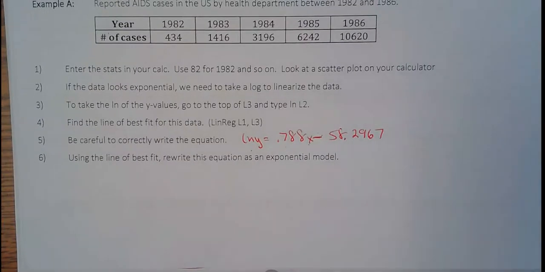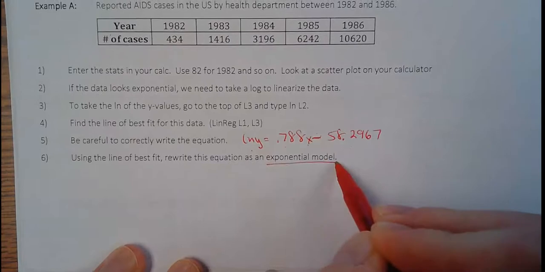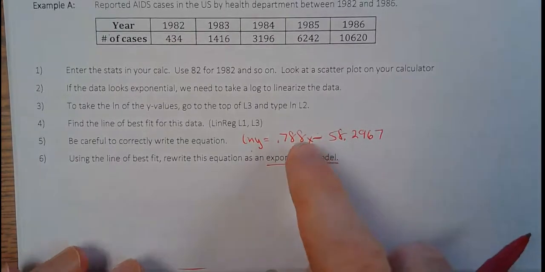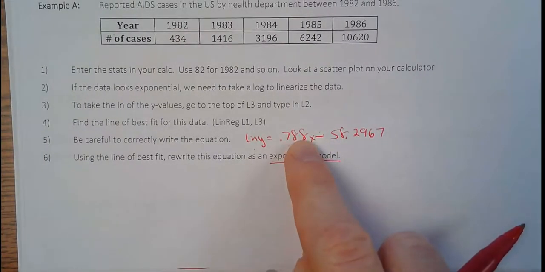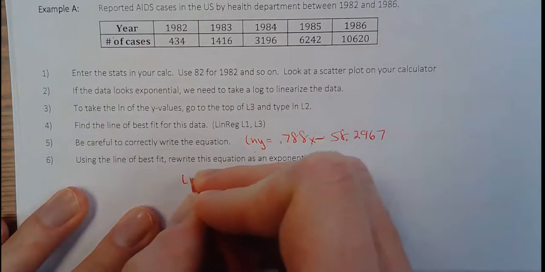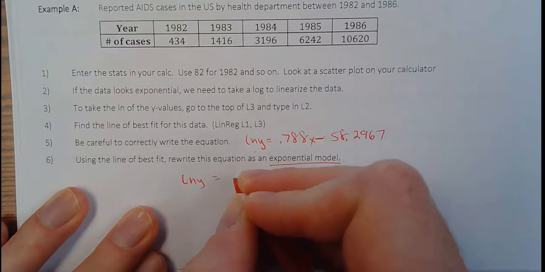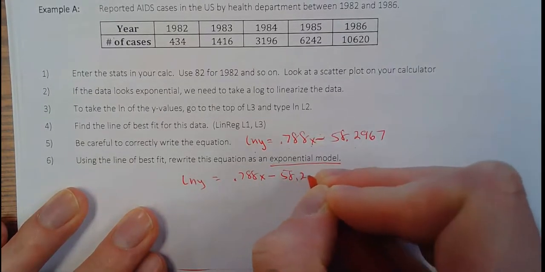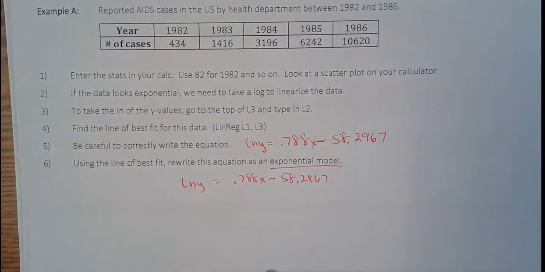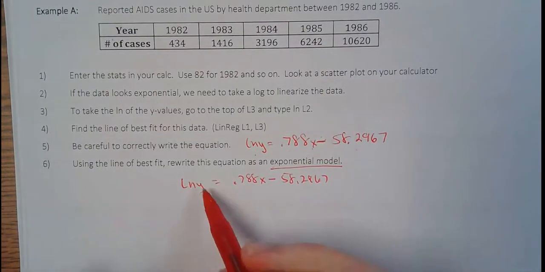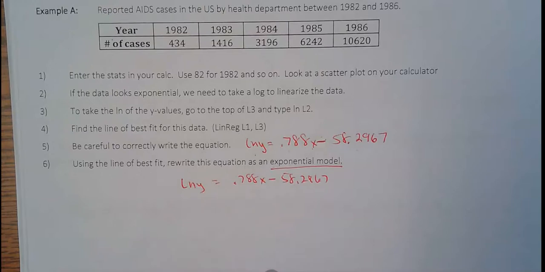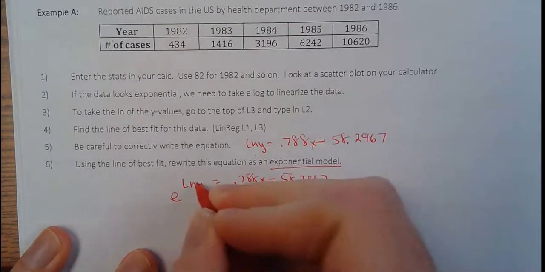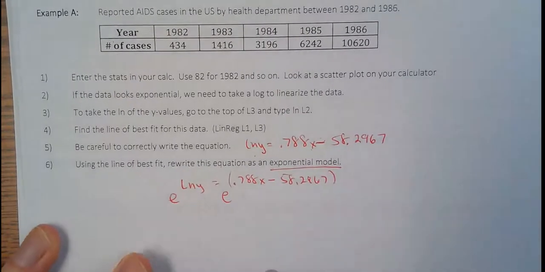It's doing it in a linear equation though, but we just have natural log of y there. Now I never found the exponential model. I found the linear model, but I can actually use this to find the exponential model. So I'm going to rewrite that. Natural log of y equals 0.788x minus 58.2967, and I want to write exponential, which means I want to get rid of this natural log. I want y by itself. Well, how do you get rid of a natural log? We use a base of e. So I'm going to take e to this power and e to all of that power.